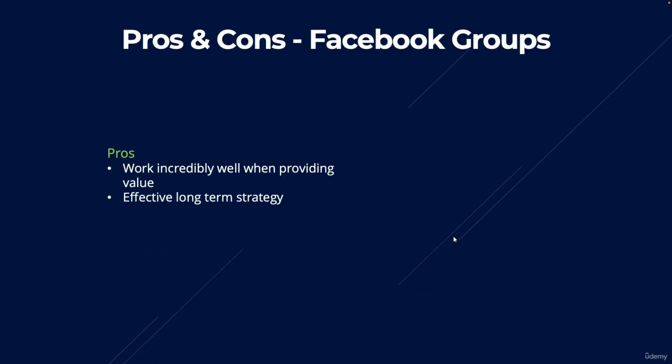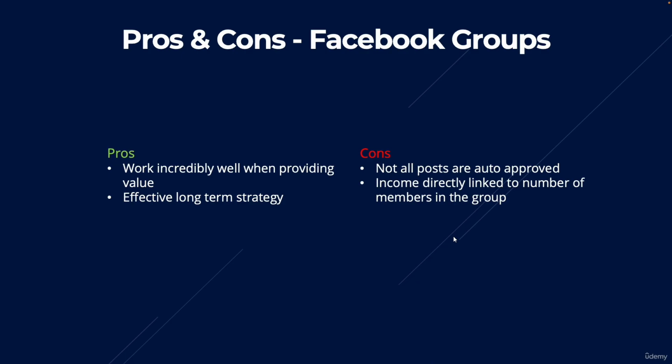So what are the pros and cons of Facebook groups? Well, as I said, it's pretty similar to forums, so the pros and cons are also very similar. They work incredibly well when providing value. It's an effective long-term strategy. The cons, again, the same as forums. Not all posts are auto-approved. Some posts actually need approval from the moderators of that Facebook group, and if they don't like the look of your post, or they see an affiliate link, then that can be a problem.